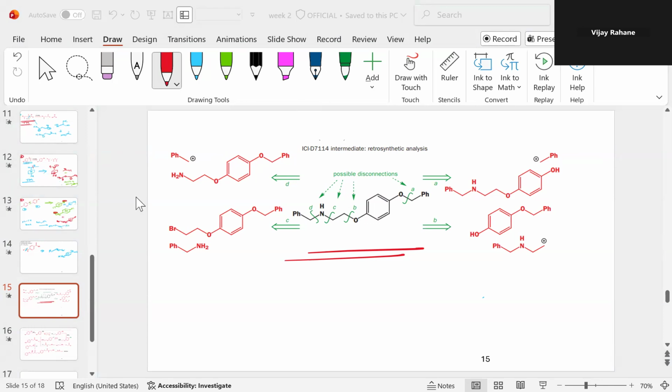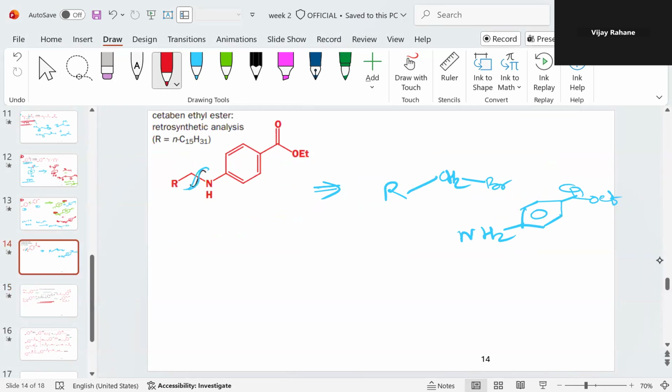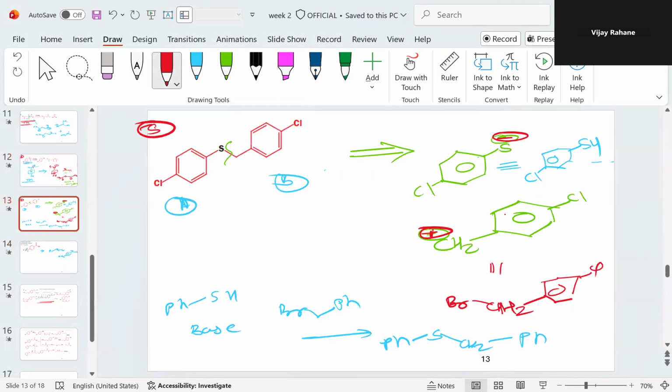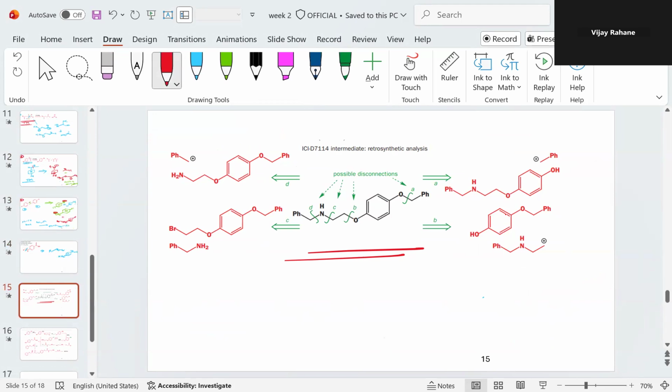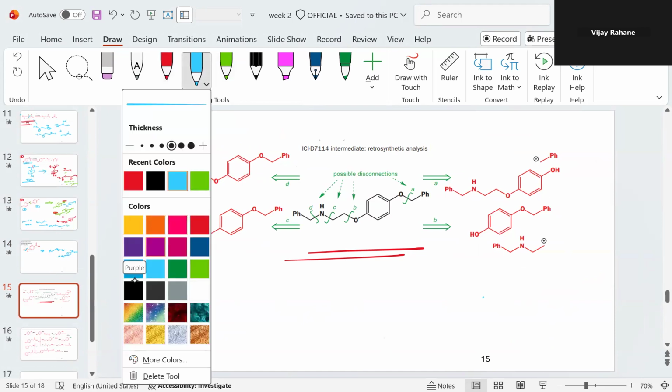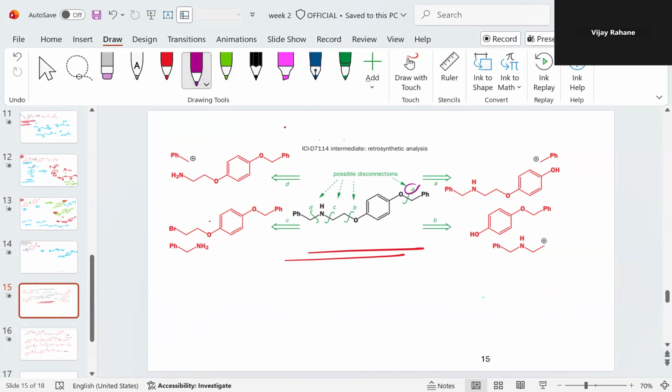Okay, so in this molecule, if you do the disconnection on the A point, well, sorry, here it is. Okay, if you do the disconnection, I'll select a different color so it is easy to understand. Okay, I'll take this one. So if you do the disconnection on this A point, here, what will happen? Upon disconnection here, this part will be.